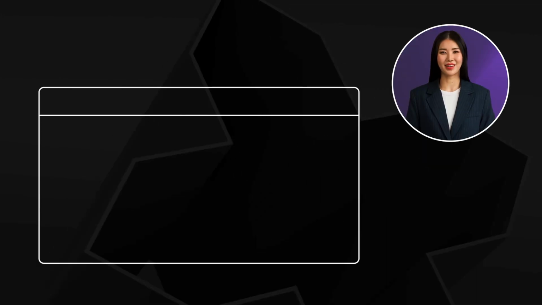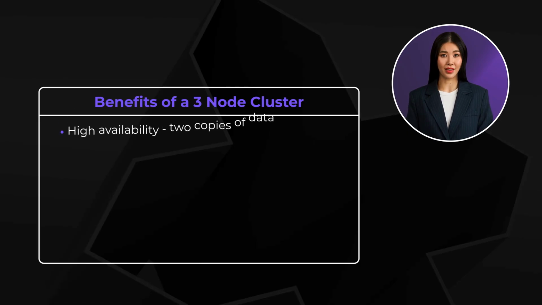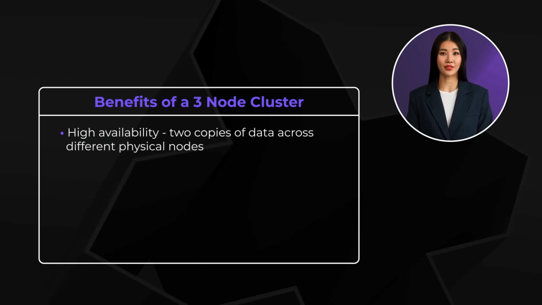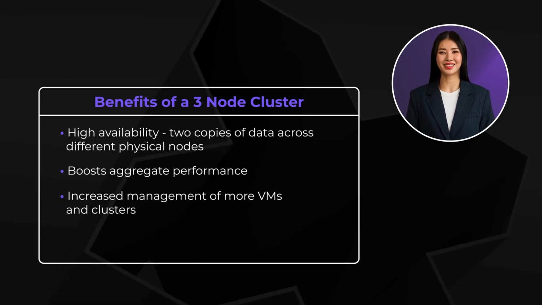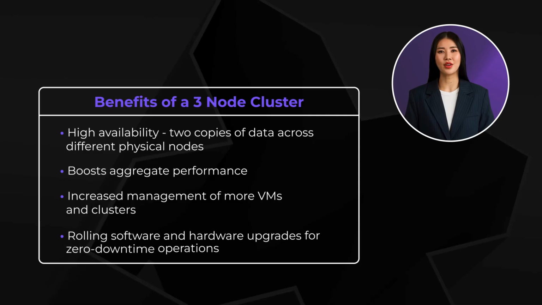Scaling a Prism Central cluster from a single node to 3 offers significant operational advantages. By moving to a 3-node architecture, the system ensures high availability by maintaining 2 copies of data across different physical nodes. This expansion not only boosts aggregate performance and increases the capacity to manage more VMs and clusters, but also enables rolling software and hardware upgrades for zero downtime operations. This process is irreversible. You cannot downgrade a 3-node PC cluster back to a single node.